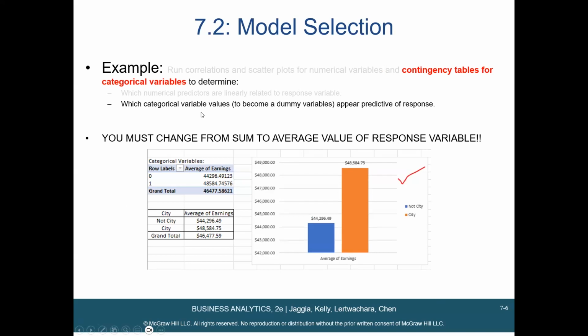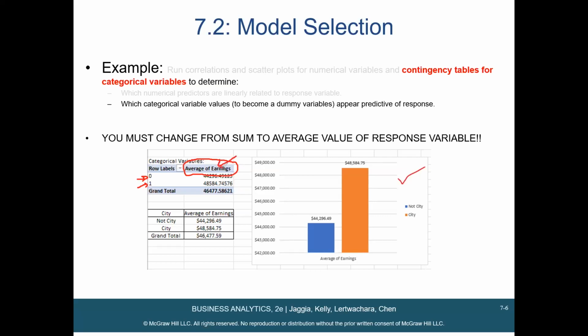So what's really important when you do this is that you're going to have your average of the response variable for every value of the categorical variable. So city has 0, 1. If it was eye color, it would be blue, brown, hazel, green, or something. But you definitely want average here.